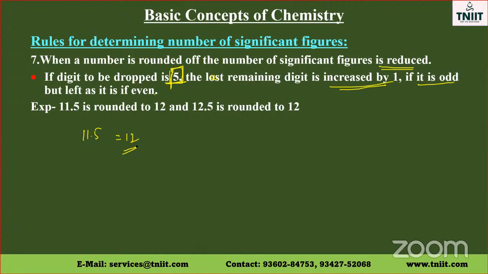See, this is odd. 11 is an odd number. So we have to drop this. Therefore, as per the rule, the last remaining digit is increased by 1 because this is odd. Now 12.5, 12 is even. We have to drop this number. Since this is even, we round it off only to 12. This is left as such. These are the rules in order to determine the significant figures.